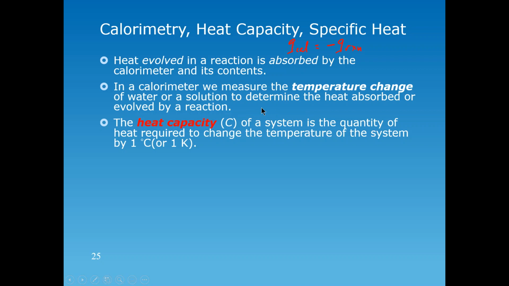Okay, so some terms we need to be introduced to or reintroduced to, because I'm quite sure you have met some of these terms in your high school chemistry or introductory chemistry. The first term here is the heat capacity. By definition, the heat capacity of a system is the amount of heat required to change the temperature of the system by 1 degree Celsius or 1 Kelvin. I think I said calorie earlier, it should be Kelvin. It doesn't make a difference if the temperature change is recorded in Celsius or Kelvin.